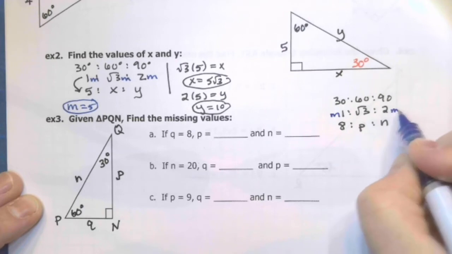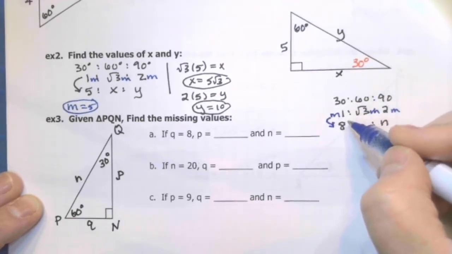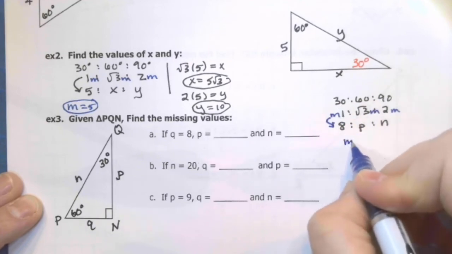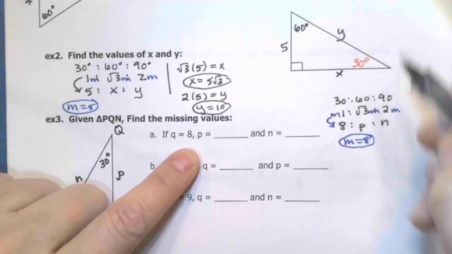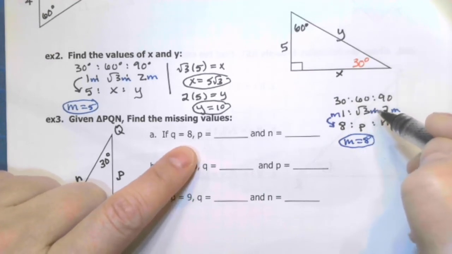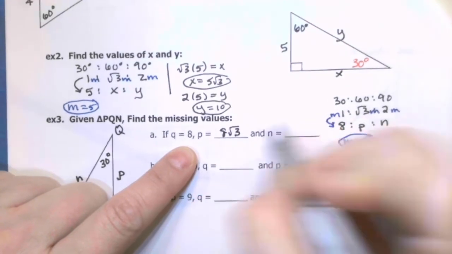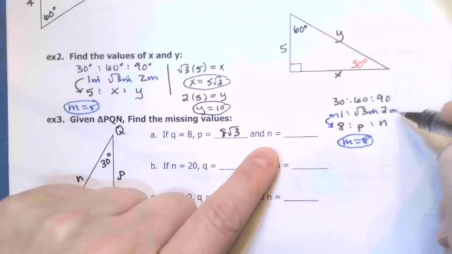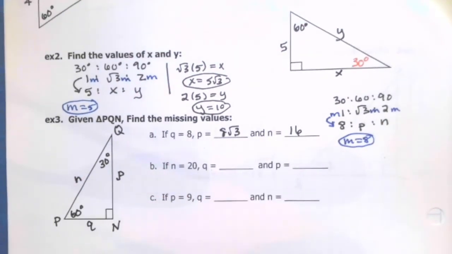All right, so we need to find our magic multiplier. Here's our pair. M times 1 is 8, so my magic multiplier is 8. So let's find the other two sides. P is radical 3 times the magic multiplier, so 8 radical 3. N is 2 times the magic multiplier. 2 times 8 is 16.